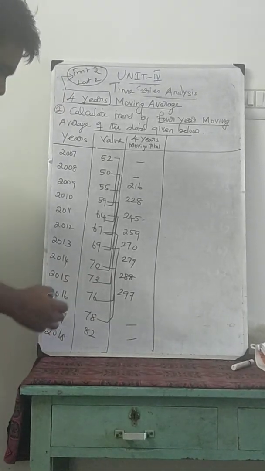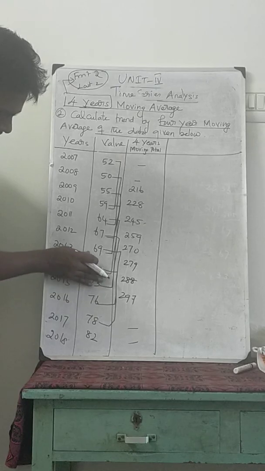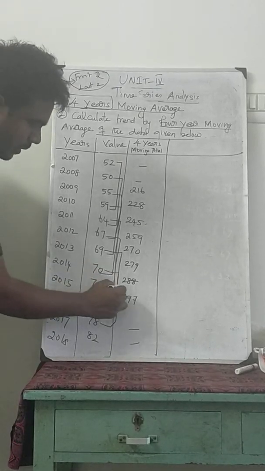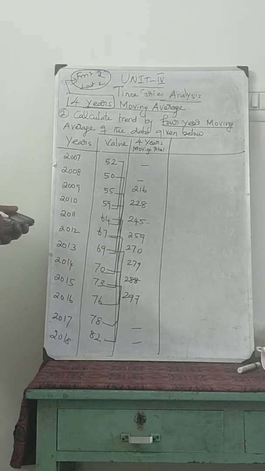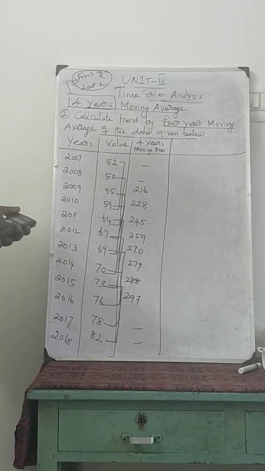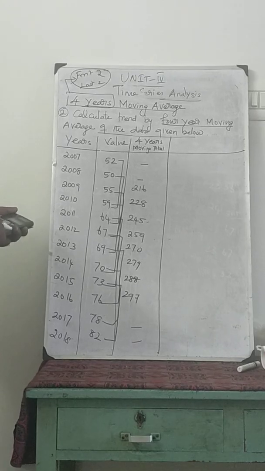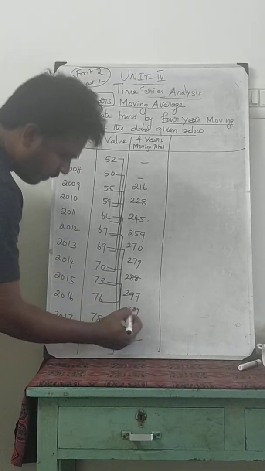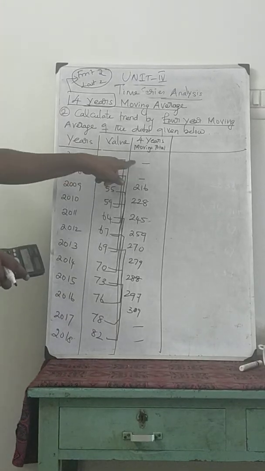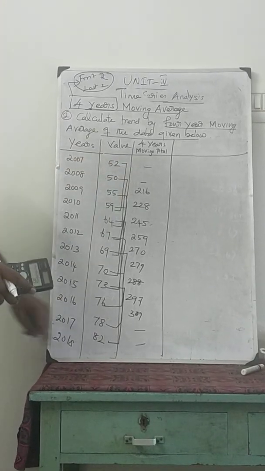297. And finally, you have to forget this 70. You have to calculate these 4 years. How much? 73 plus 76 plus 78 plus 82. So we have used all the values. Here you have to write 39. We have used all the values, but you cannot find out the trend for the first 2 years and last 2 years.